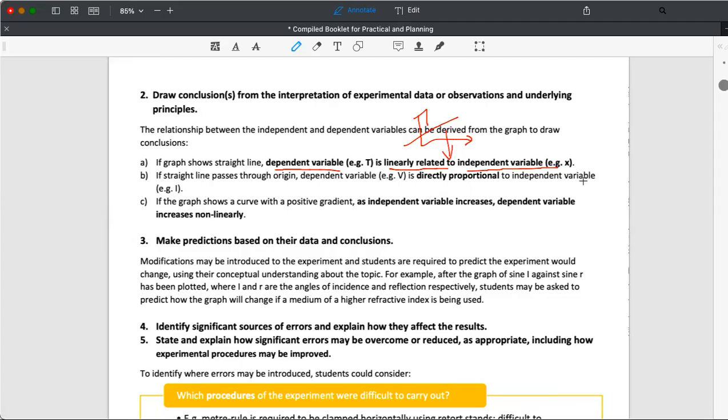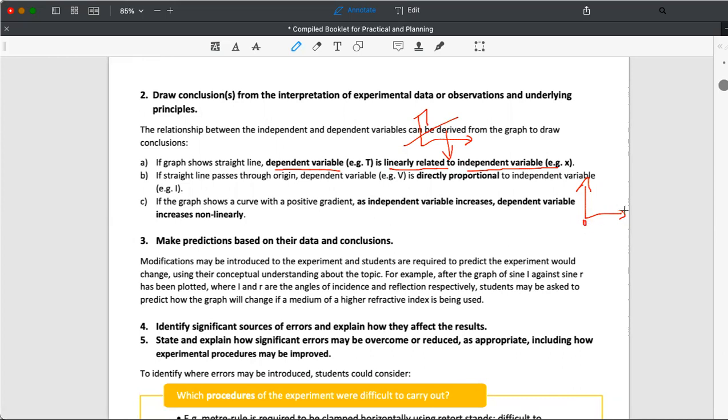But if the graph cuts through the origin, meaning not all graphs must start from the origin. Let me emphasize on this. Many students force their points through the origin. No. Okay, it depends on the experiment data you obtain during your experiment, and you need not start from zero if the data doesn't allow.